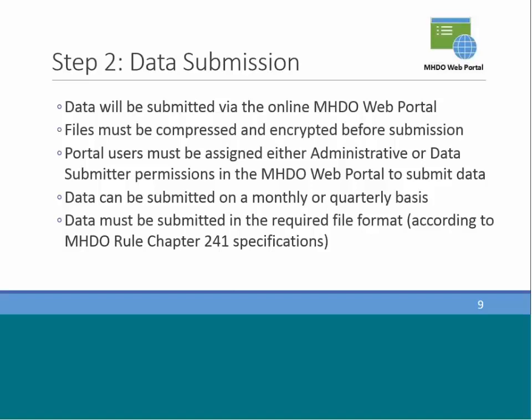So step 2 is data submission. Once your facility and users have registered, data will be submitted via the online MHDO web portal. Files that are submitted to the portal must be compressed and encrypted before submission. Users must be assigned either an administrator or data submitter permissions to be able to submit data through the portal. Data will be accepted either on a monthly or quarterly basis. And data must be submitted in the required file format according to the MHDO Rule Chapter 241. Files that are not in the layout will not be able to get through the new system.